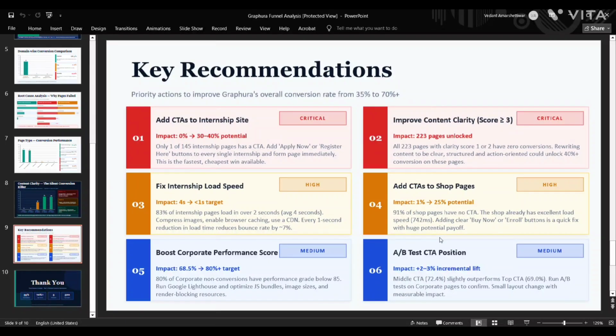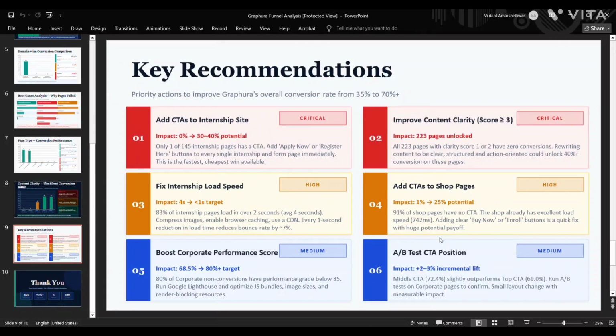Second one is to improve content clarity to a score of 3 or above, because 233 pages are currently contributing 0 to conversion because of this single issue. Third one is to fix internship load speed from 4 seconds to under 1 second through image compression and CDN use. Fourth one is to add CTAs to shop pages. Load speed is already strong. Clear action buttons are all that is needed.